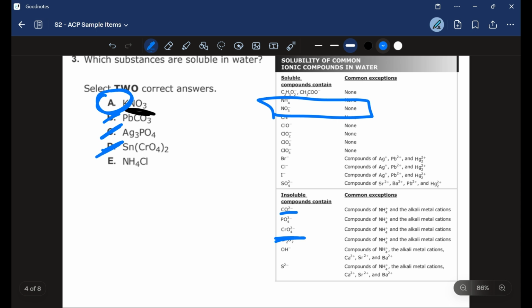And finally, E, NH4Cl. You could do this by looking at either the cation or the anion. So starting with Cl, that's soluble, unless it's bonded with silver, lead, or mercury, which it's not. So the whole thing is still soluble. Or you could look at the fact that it has NH4. And if you look at NH4 plus up here, there are no exceptions, which means it's always going to be soluble. So our answers here are A and E.